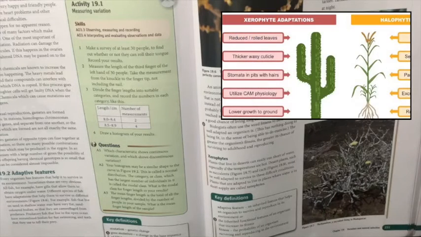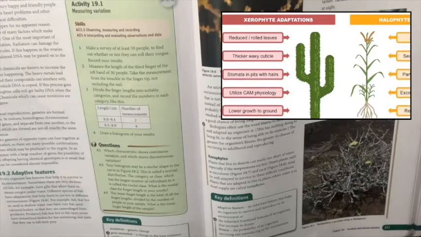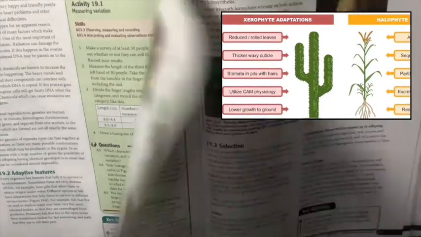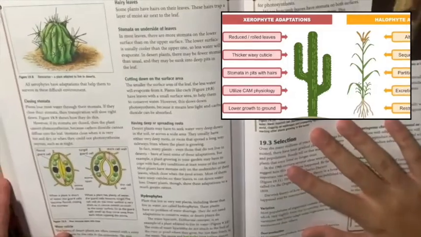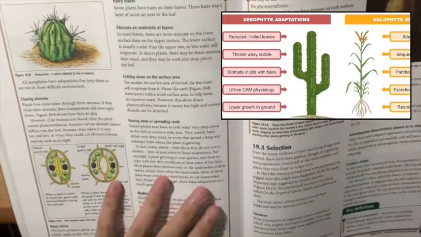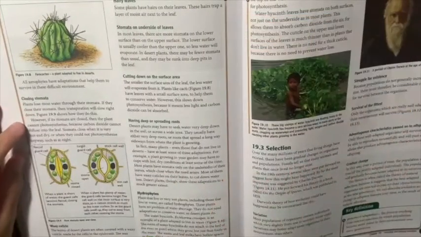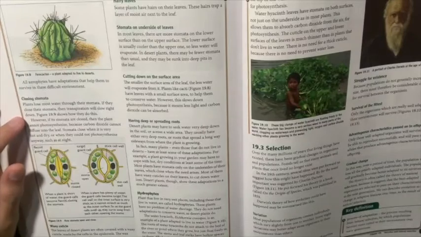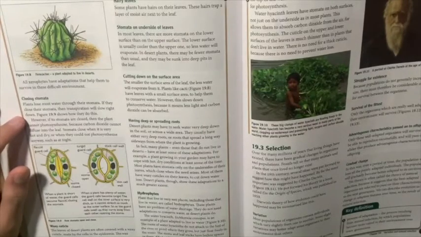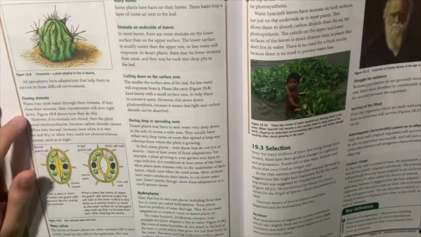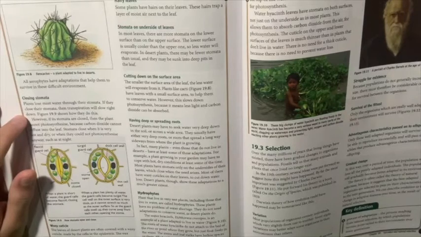Xerophytes are plants that live in the desert, which can easily run short of water, especially in high temperatures. Plants such as succulents and cacti must be well adapted to survive these difficult conditions. For example, the first one is closing stomata. Plants can easily lose water through the stomata, so they adapt by closing the stomata.